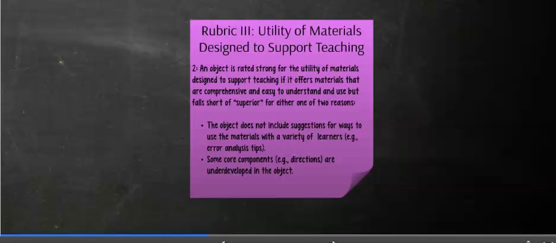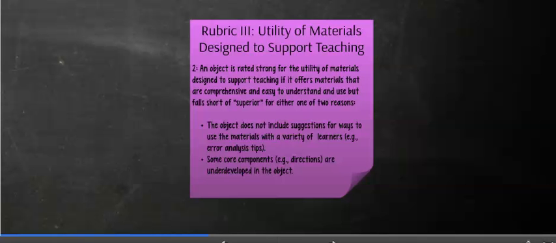The third rubric, Utility of Materials and Design to Support Teaching. The OCW course actually received a 2 in this. The object is rated strong for the utility of materials designed to support teaching if it offers the materials in a comprehensive and easy to understand and use way, but falls short of either one of these 2 reasons.